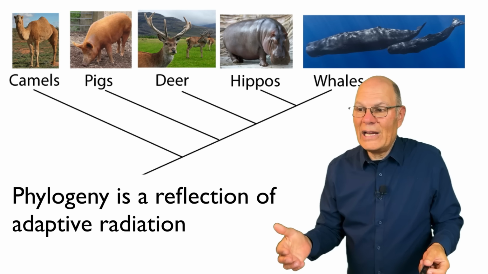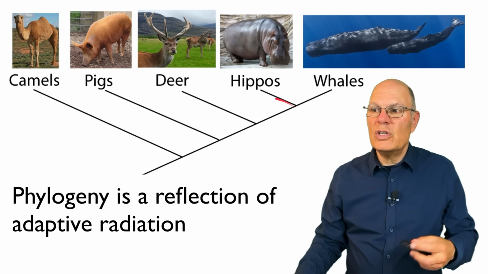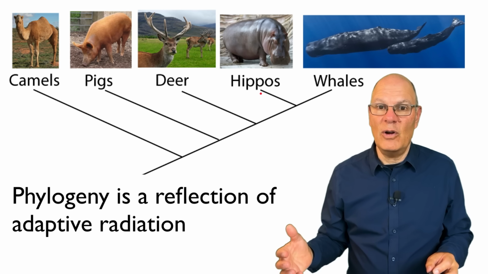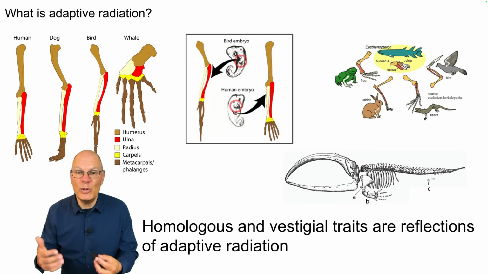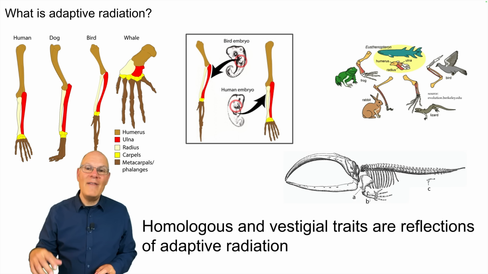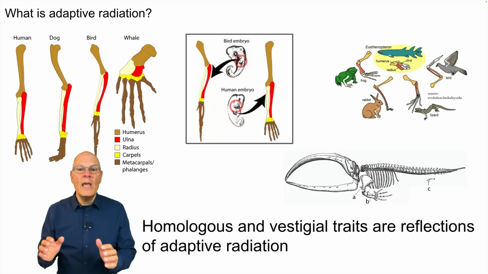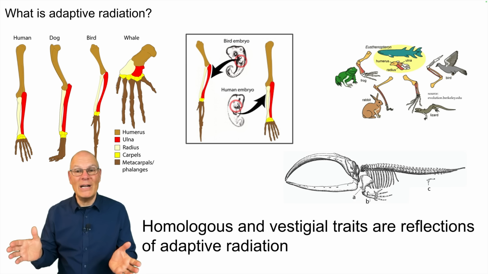Phylogeny is a reflection of adaptive radiation. Each of the different branches show splitting from a common ancestor. That's adaptive radiation on a very large scale. Finally, homologous and vestigial traits, which we talked about in the context of evidence for evolution, are also a result of adaptive radiation. It's about splitting from a common ancestor and subsequent descent with modification.